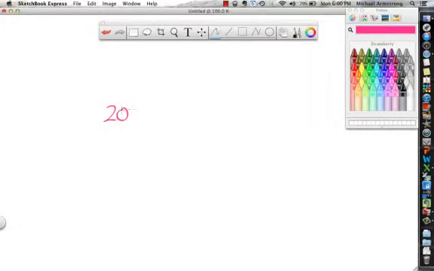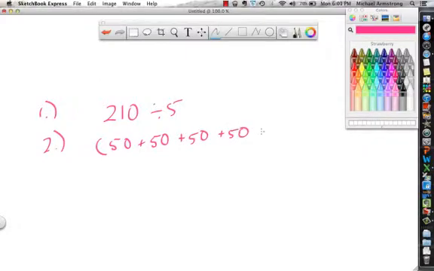So for instance, 210 divided by 5. Okay, that's the first step. The second step is to break it apart. We could go 50 plus 50 plus 50 plus 50 plus 10 divided by 5. Now this is kind of the long way. 50 plus 50 plus 50 plus 50 plus 10 is 210. If we knew that 100 divided by 5 was equal to 20, we could kind of combine those. Either way, it still works.